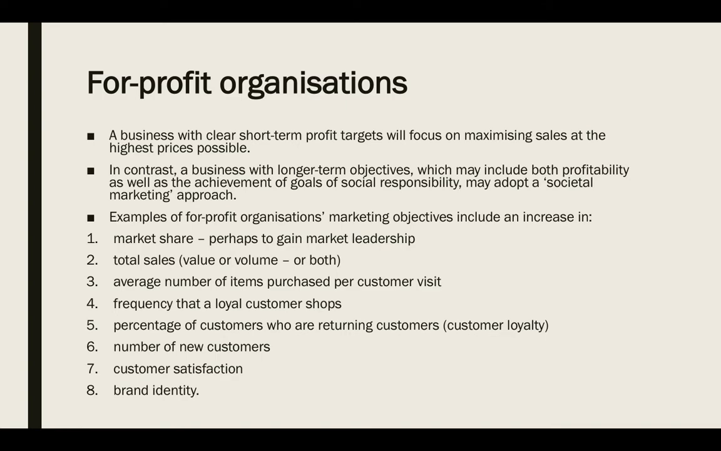Now, we have some examples of for-profit organizations' marketing objectives, which include an increase in market share, increase in total sales, increase in average number of items purchased per customer visit, increase in frequency that a loyal customer shops, increase in percentage of customers who are returning customers, increase in number of new customers, increase in customer satisfaction, increase in brand identity. Okay?